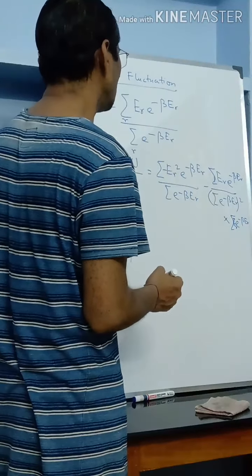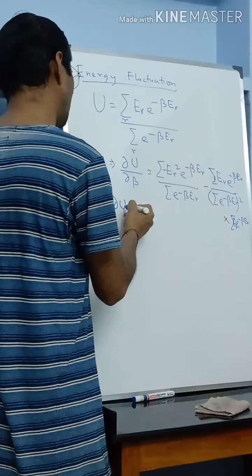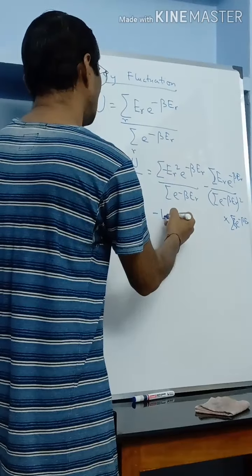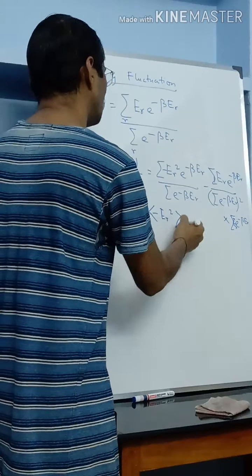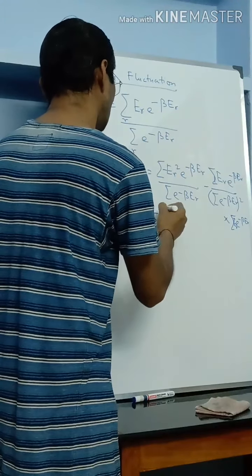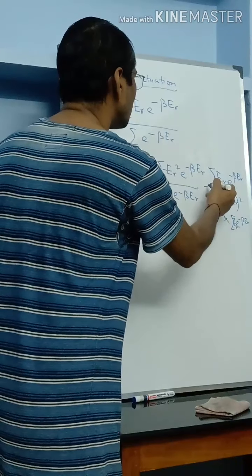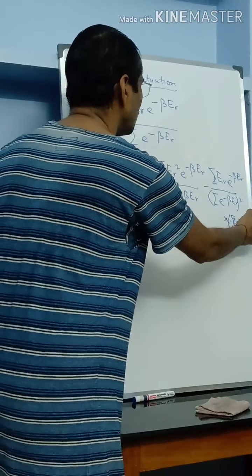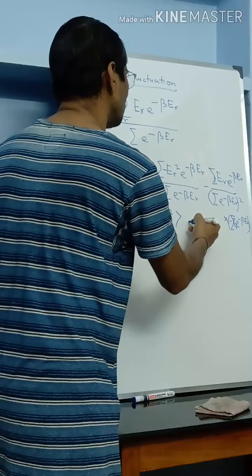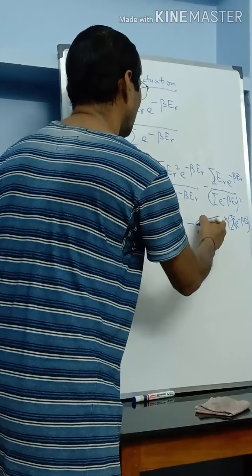So basically what we can get from here is, if we take minus of del U by del beta, then this is minus of the average of E_R squared, the first term, and the second term would be plus, since the signs combine, so this would be equal to the average of E_R squared minus the square of the average of E_R.